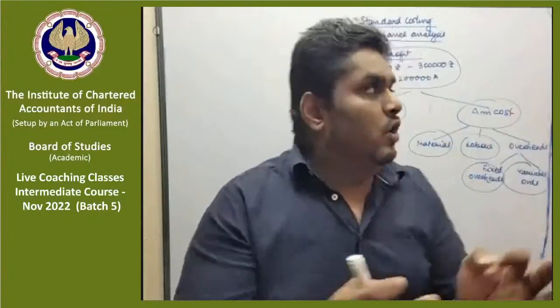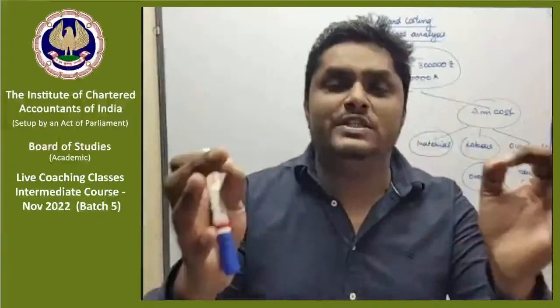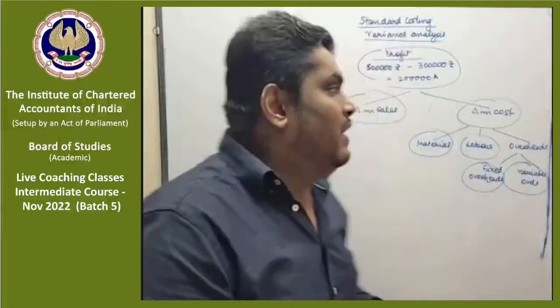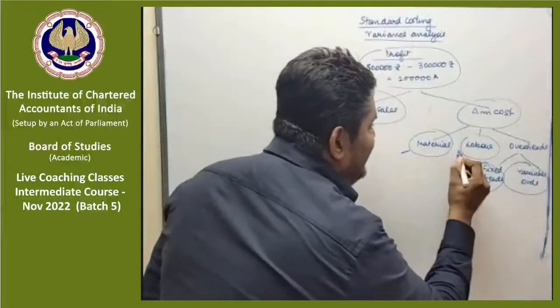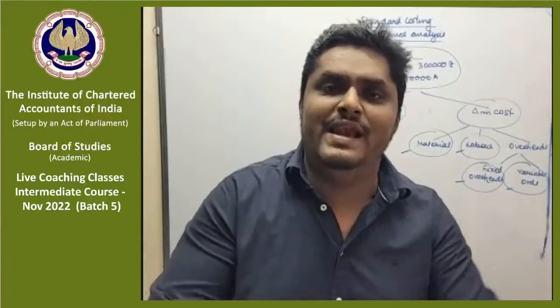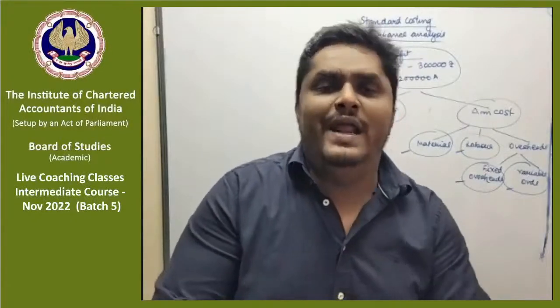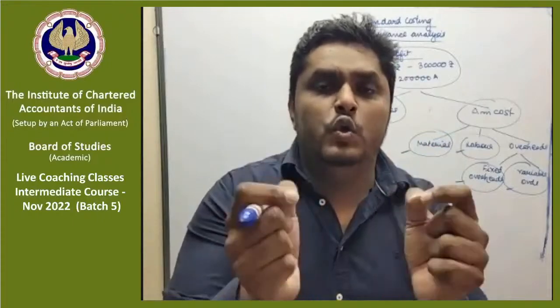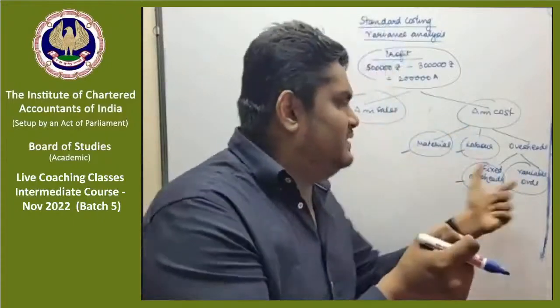So now, to find out the person who is responsible for this loss of 2 lakh, we will investigate each and every department one by one, starting from material, labor, fixed overhead and variable overhead. We will do the detailed investigation of these departments.